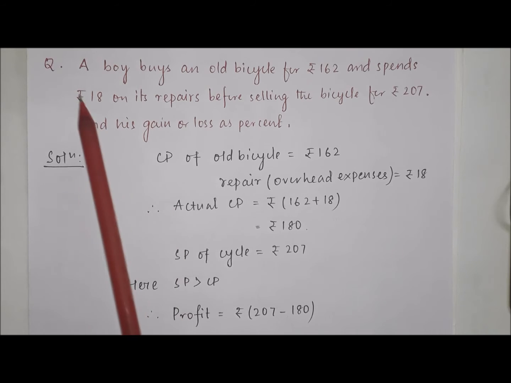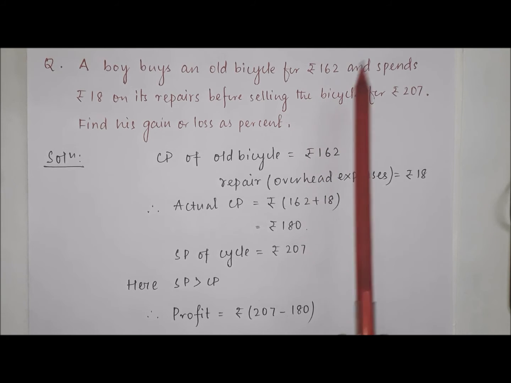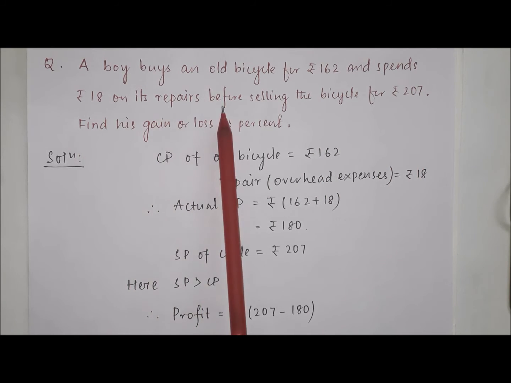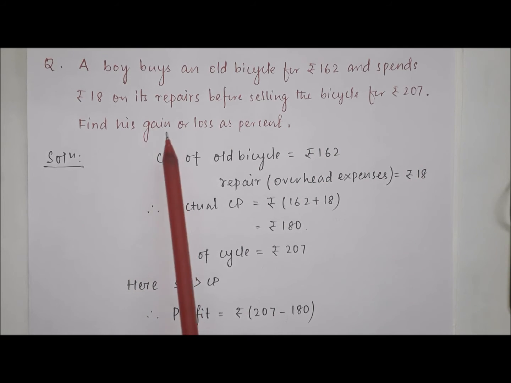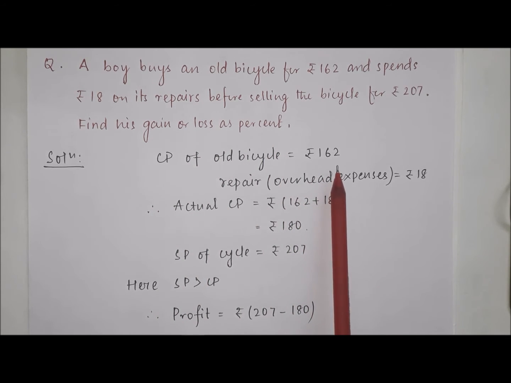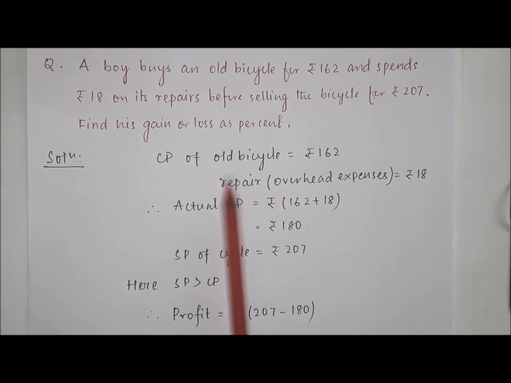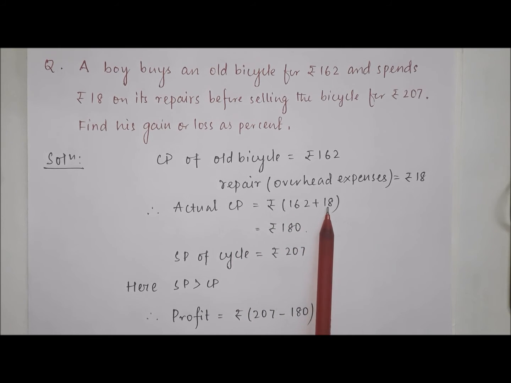Let us check our next problem. A boy buys an old bicycle for rupees 162 and spends rupees 18 on its repair before selling the bicycle for rupees 207. Find its gain or loss as percent. So the cost price of the old bicycle is rupees 162. Repairing cost him rupees 18. That repairing is termed as overhead expenses. So the actual cost price is rupees 162 plus 18, that is equal to 180. And the selling price of the bicycle is 207.